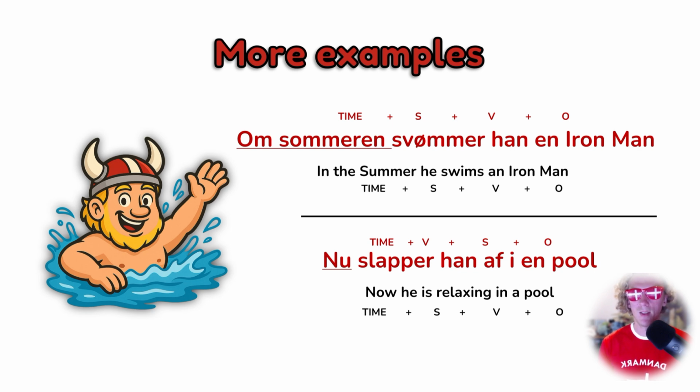And here we have the example, nu slapper han af i en pool. Now he is relaxing in a pool. Time, verb, subject, object. Because we start the sentence with nu, we have the inversion. Now he's relaxing in a pool. In English, of course, it just follows the normal sentence structure, time, subject, verb, object.